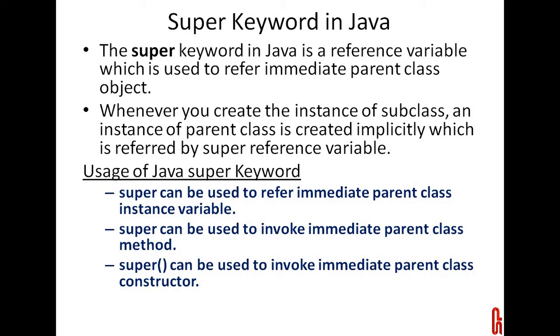Whenever you create the instance of a subclass, an instance of the parent class is created implicitly, which is referred by the super reference variable. So the super keyword is referring to the immediate parent class objects. There are three different uses of the super keyword with respect to the immediate parent class instance variable, method, or constructor.